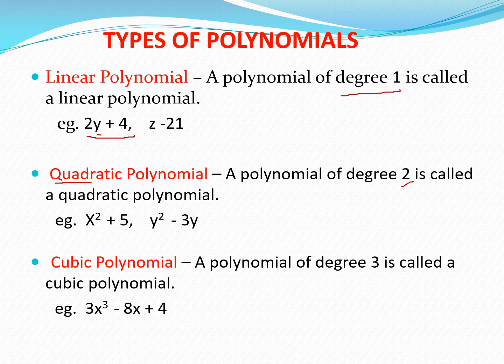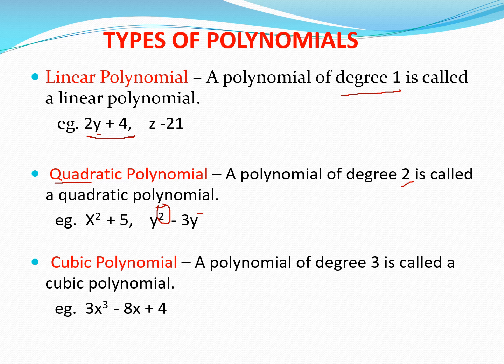For example, x square plus 5. Here the variable is x and the power of the variable is 2. There is no other variable in this polynomial, so it is the highest exponent of the variable. That means its degree is 2, so it is a quadratic polynomial. The next polynomial is y square minus 3y. Here the variable is y, the power of the variable is 2 in one term and 1 in the other, and the highest power is 2. That means the degree of the polynomial is 2, so it is a quadratic polynomial.